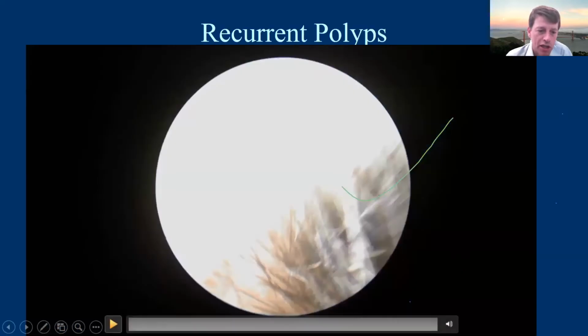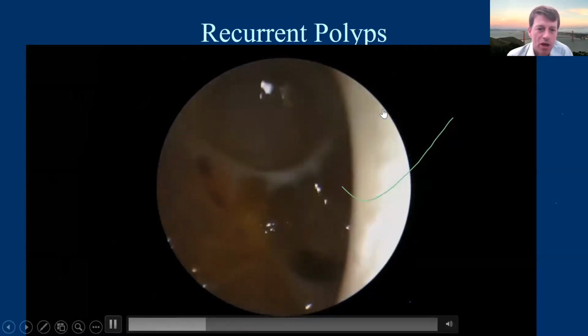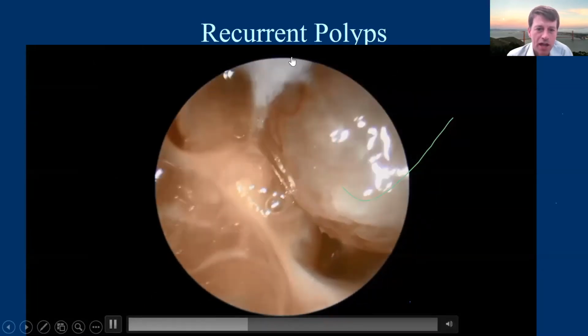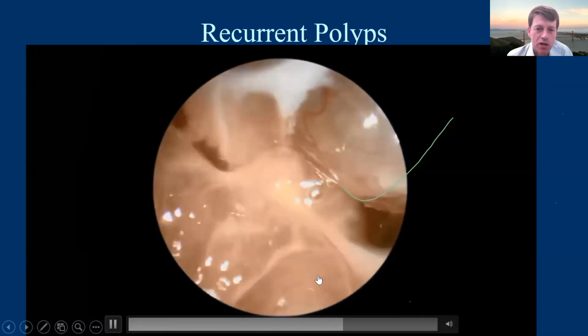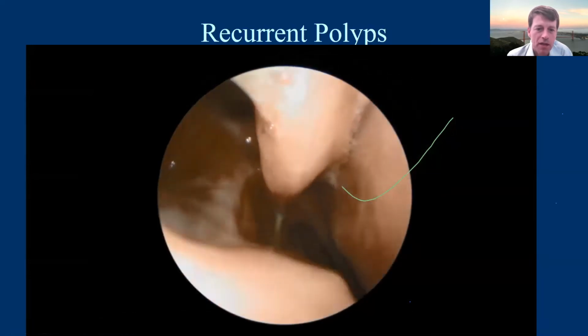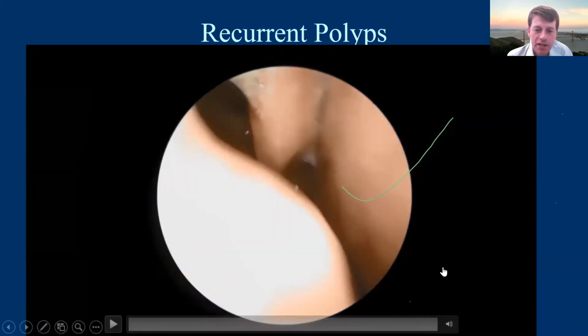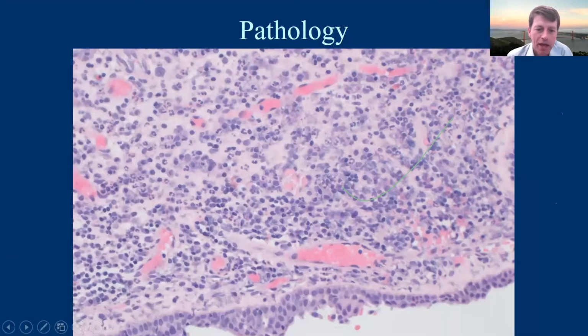So here's what she looked like in clinic. Again, here's our middle turbinate. You can see polyps here within the ethmoid cavity. You can see this white creamy material. This is what we had cultured and grew staph. She'd been treated with an oral steroid taper combined with culture-directed antibiotics and still looked the same and felt the same. Let's look back at her operative pathology.